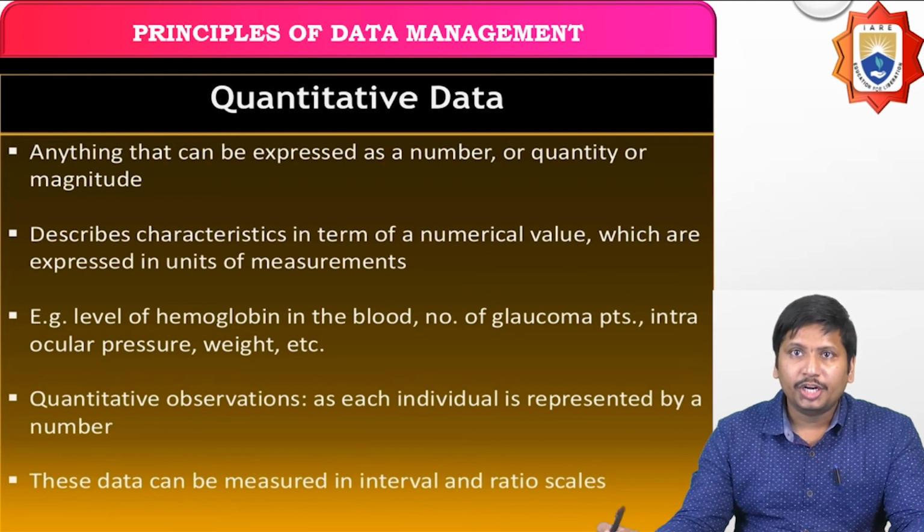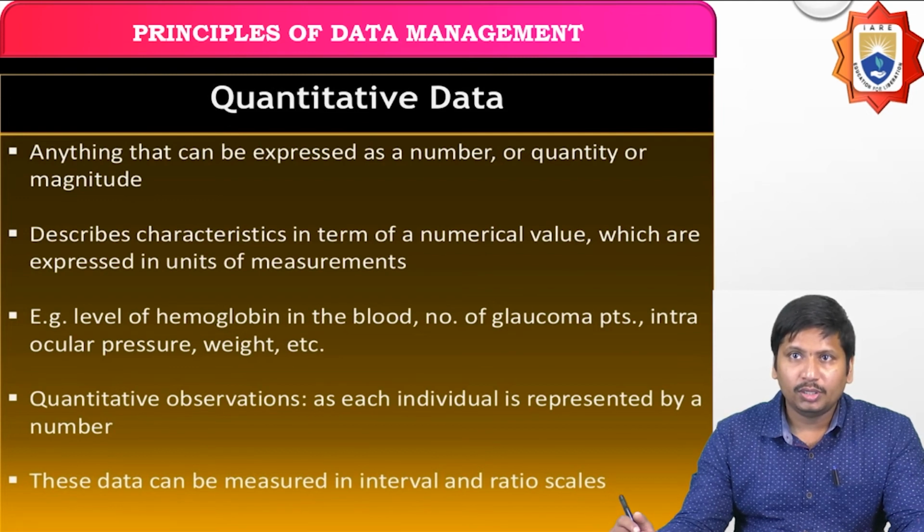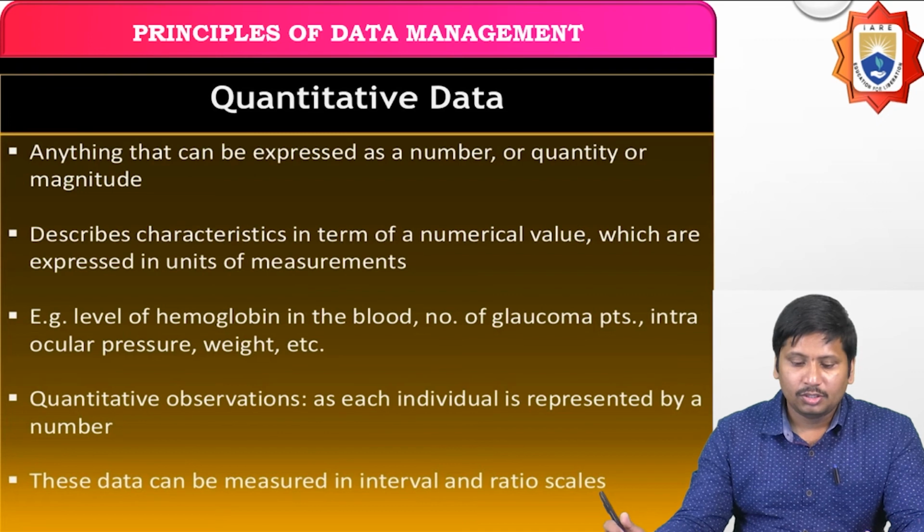Quantitative data means data you can represent in the form of a number, quantity or magnitude, described in terms of numerical value, and expressed in terms of measurements. Examples are the level of hemoglobin in the blood, the number of glaucoma points, intraocular pressure, weight, etc. Each individual is represented by a number, and this data can be measured in terms of interval and ratio scale.